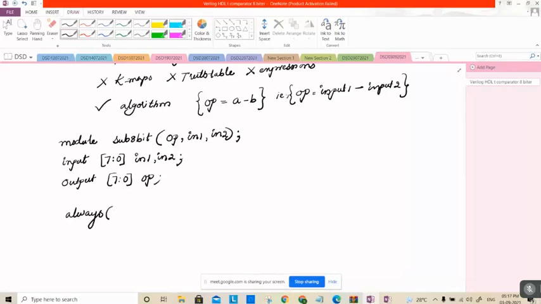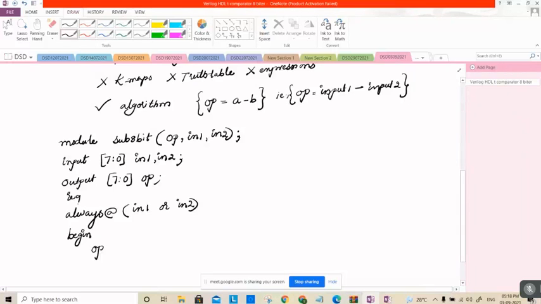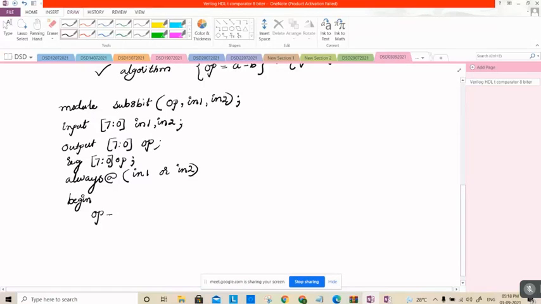Since I am asked to write behavioral code, we use always @. Now what should be the variables in the sensitivity list? Input 1 and input 2. Whenever there is a change in input 1 or input 2, we are supposed to calculate the value of output OP. Now begin. Since in the always statement we are assigning this variable, the output must be declared as reg. reg [7:0] OP. OP is equal to input 1 minus input 2. And end module.